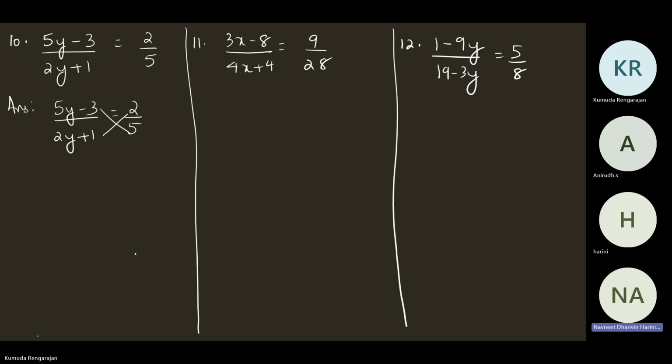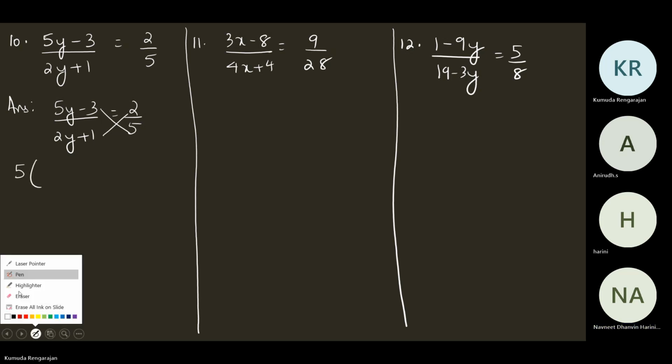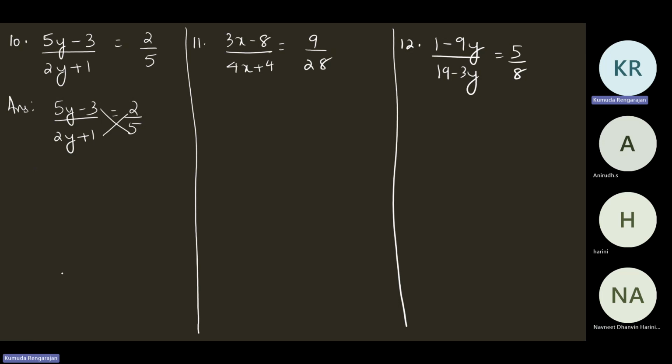Okay. 5y minus 3, in bracket. I'll just pass it to Avinish. Avinish, tell me. Ma'am, we have to do cross multiplication. 5 into 5y minus 3, is equal to 2 into 2y plus 4.